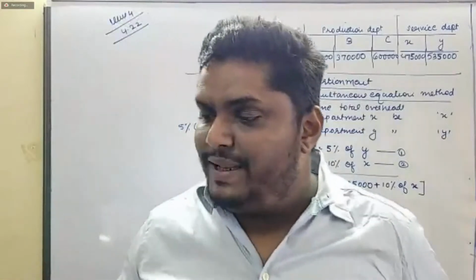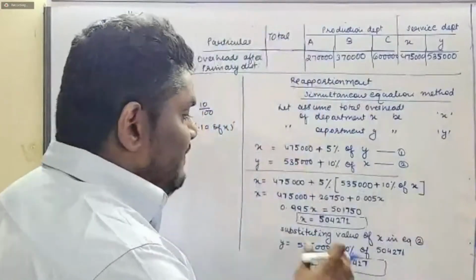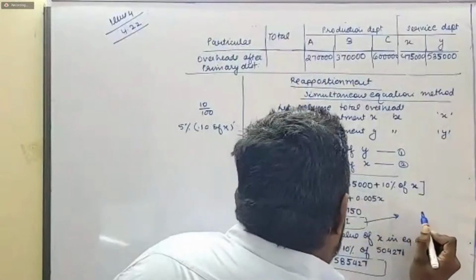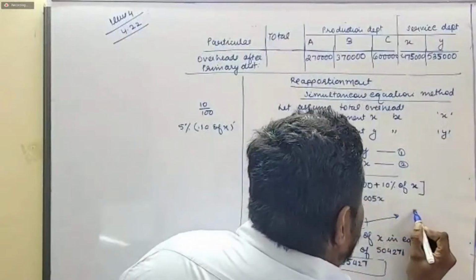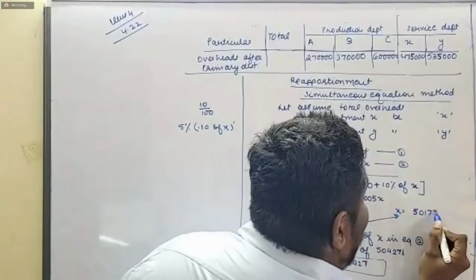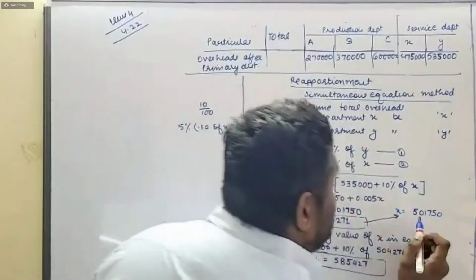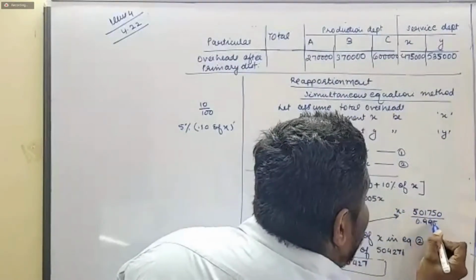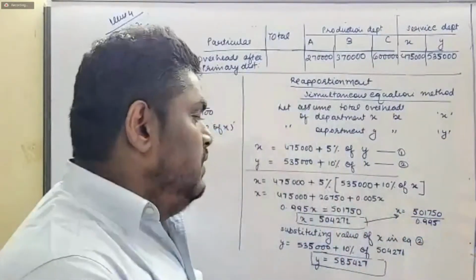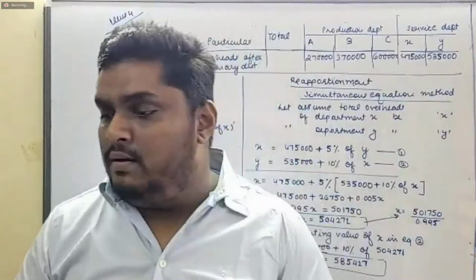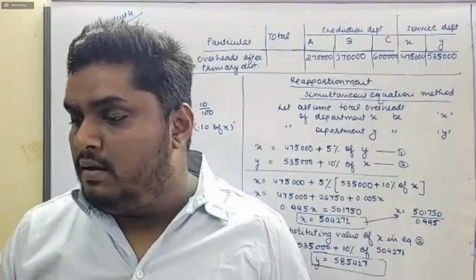Sir, how did the X value come? So the value of X will be 501,750. So this goes in the denominator, that is 0.995. So this is how I got 504271. Priyanka.